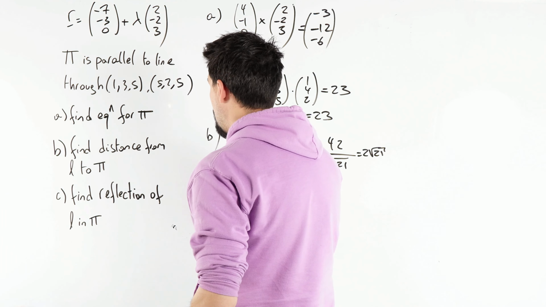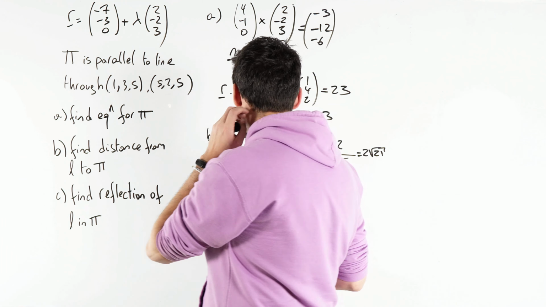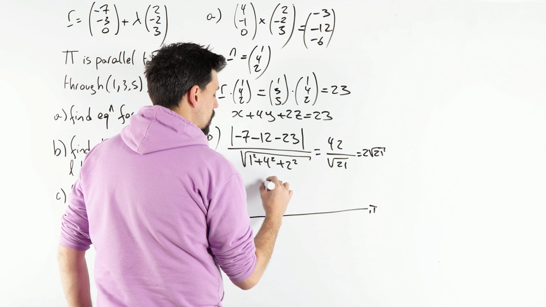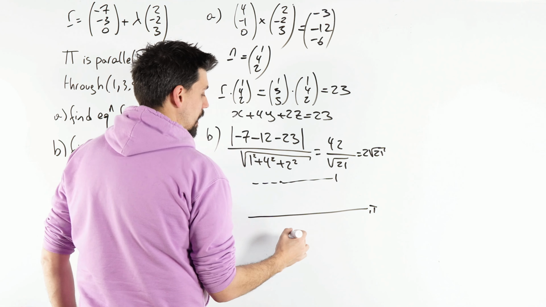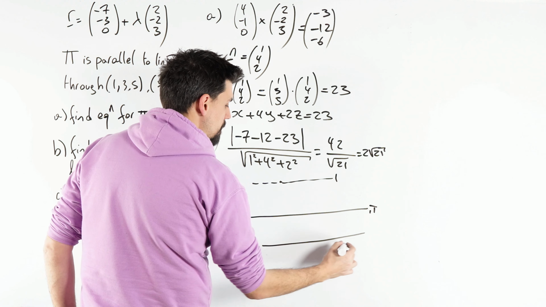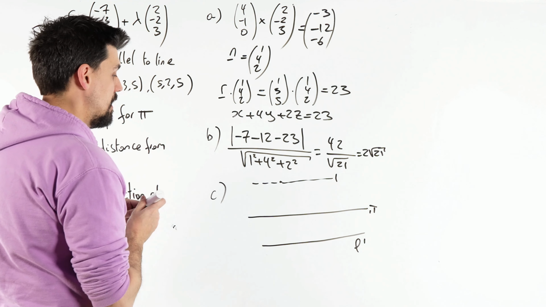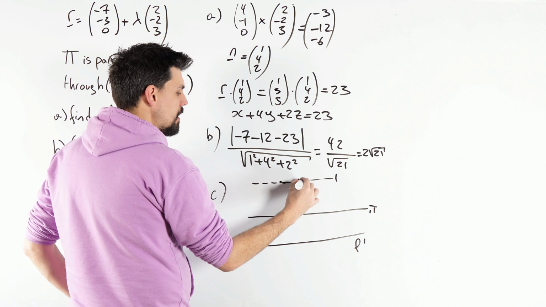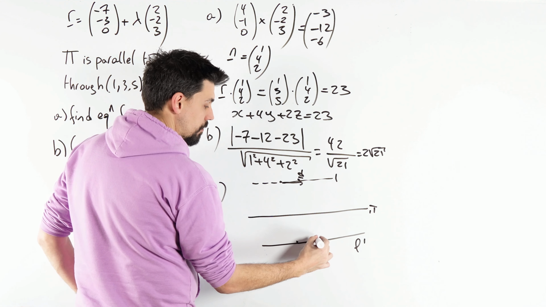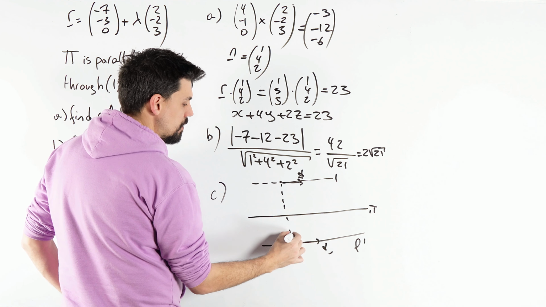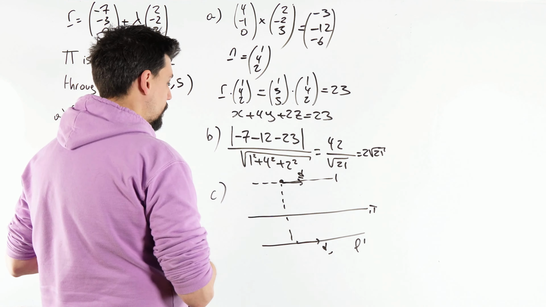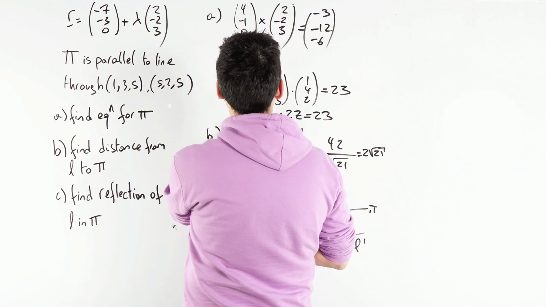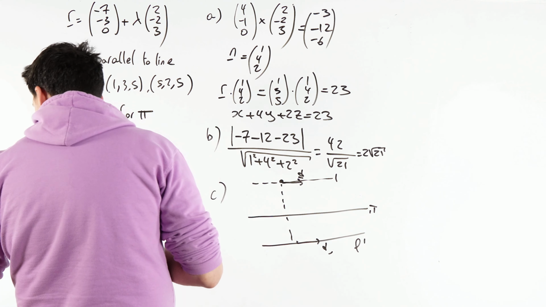And then find the reflection of L in pi. Now again, let's see. So I've got my plane here, pi, and I've got my line here, L. And if I reflect it, right, all I really need, because that is parallel to that, is the direction vector won't change. So all I need to do is I need to reflect 1 point. All I need to do is I need to reflect that point in this plane. Okay, so how do we go about that?